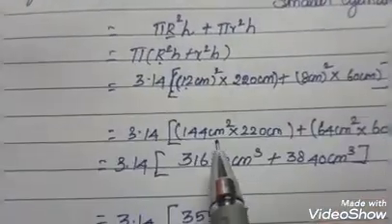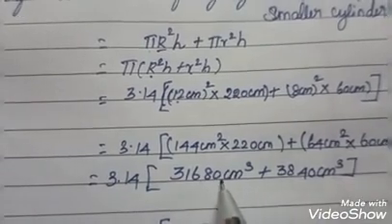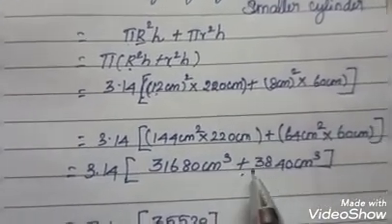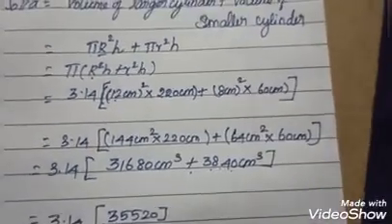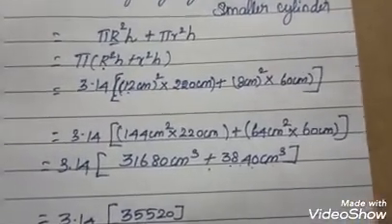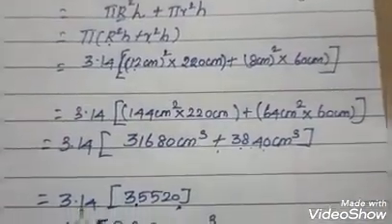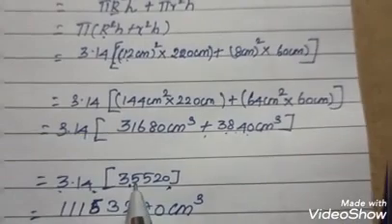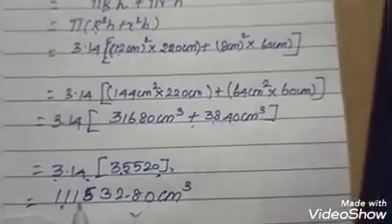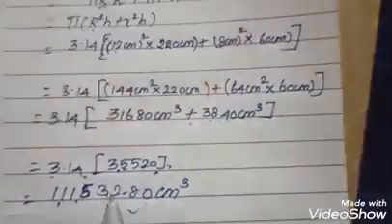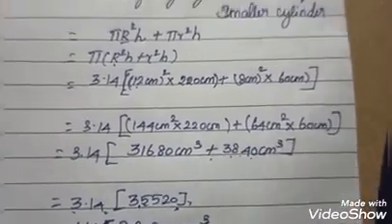You need to multiply this 2, you get 31,680 centimeter cube plus 3,840 centimeter cube. You need to add these 2, you get 35,520. So you need to multiply 3.14 into 35,520, you get 1,11,532.80 centimeter cube. Already you know that.